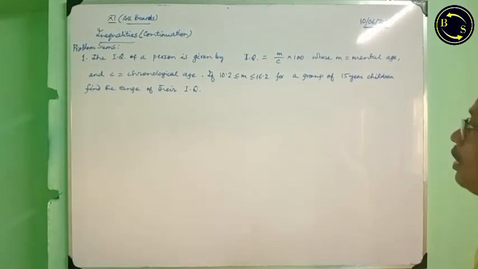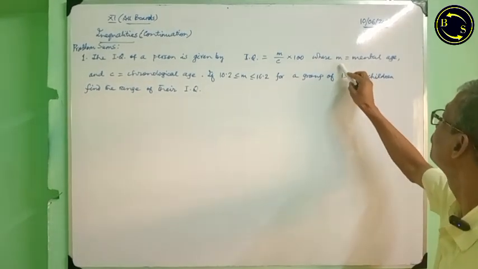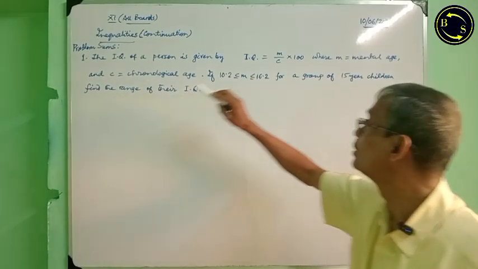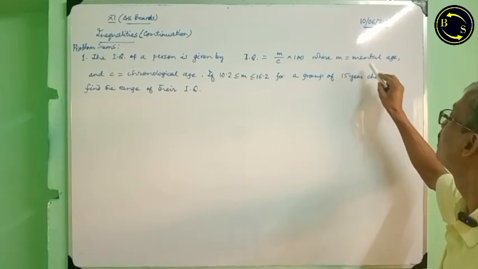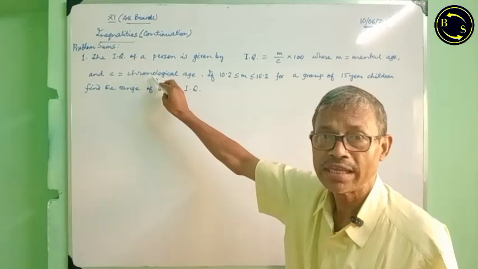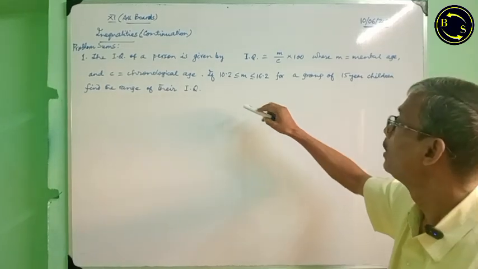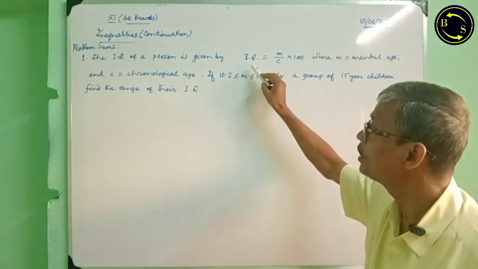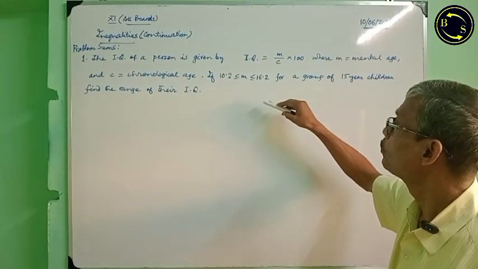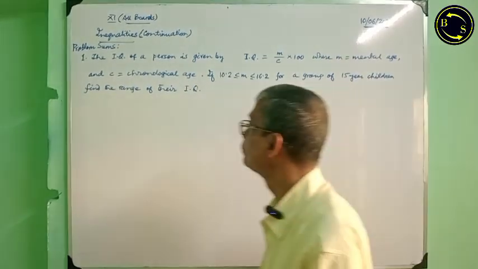This is the sum. One thing, first of all, let us explain these terms. M, which is mental age, and C, chronological age. For a person, mental age is different from the chronological age, that means biological age. That is used in case of finding intelligence quotient. Short form is IQ. Now we consider this problem. We have to find the range of IQ. We know this one. Now I solve.